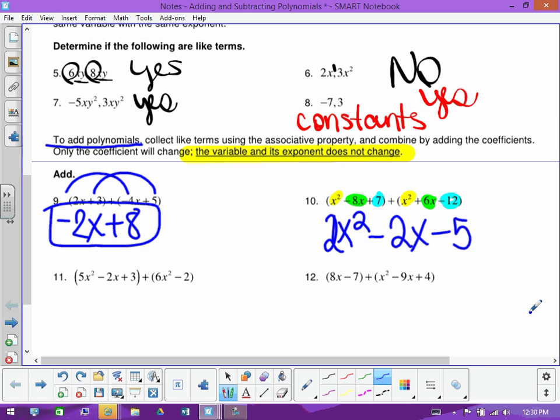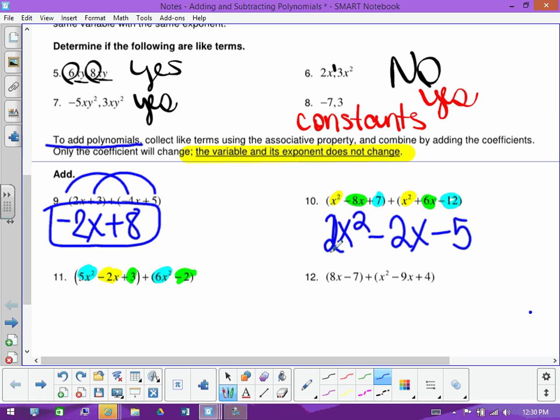Okay, so same thing down here on 11. Be careful of what you've got. I don't have any other x's to go with that. We can't make it up. If it's not there, it's not there.